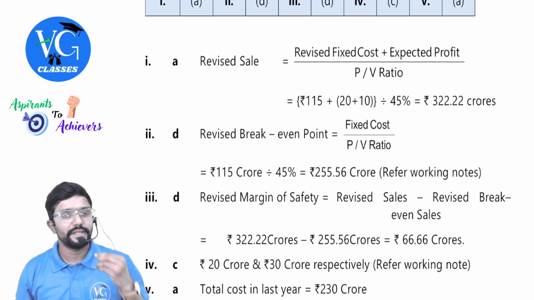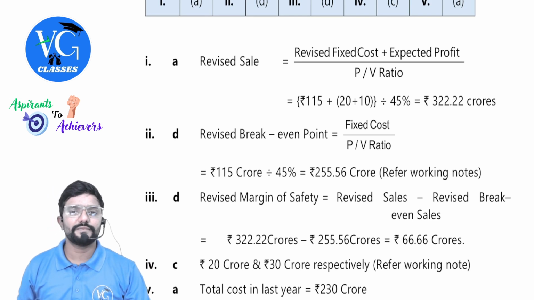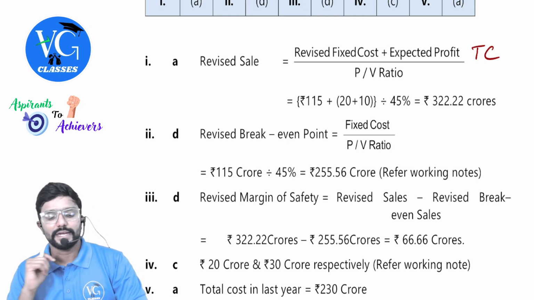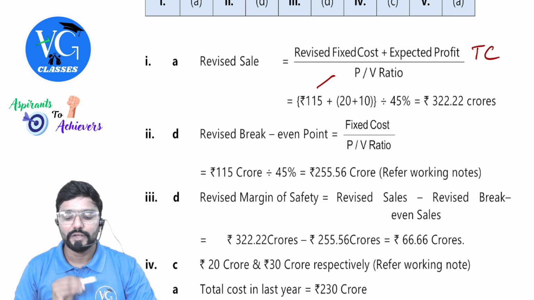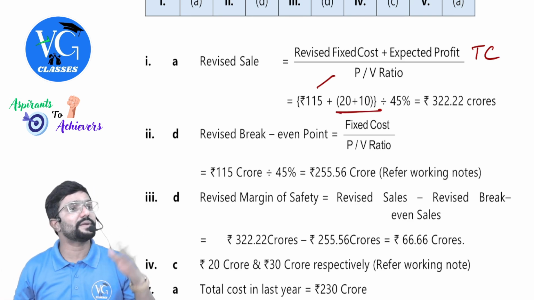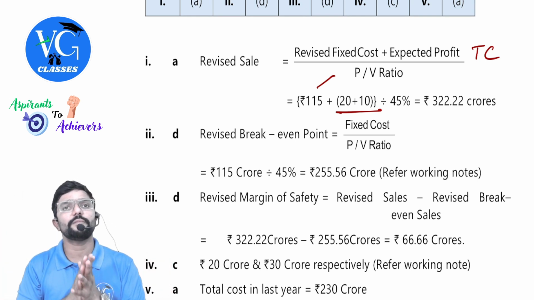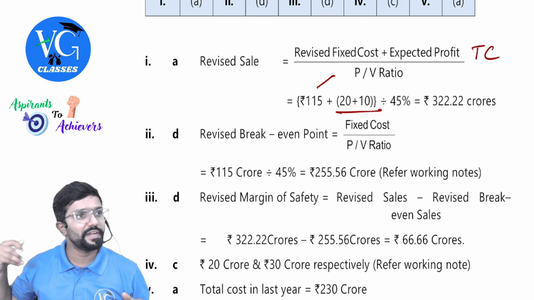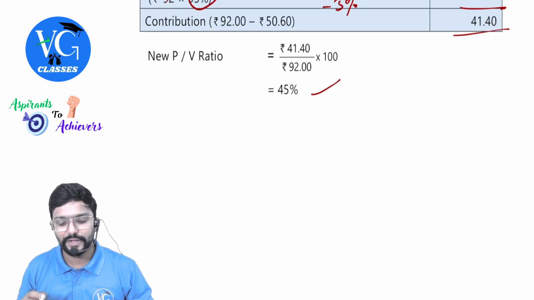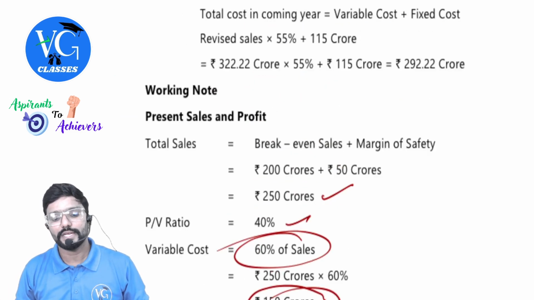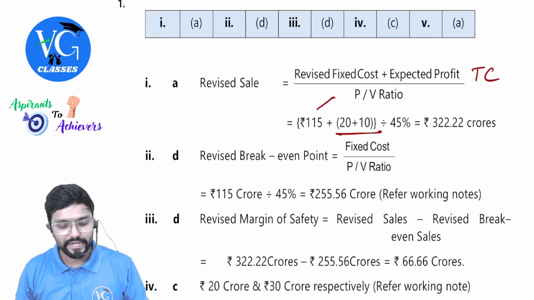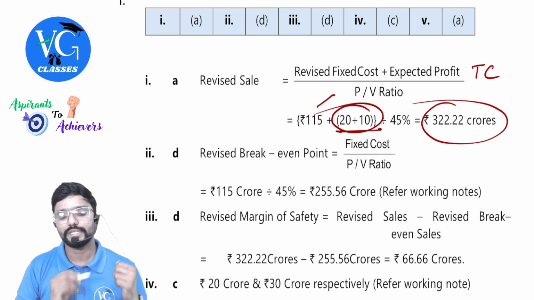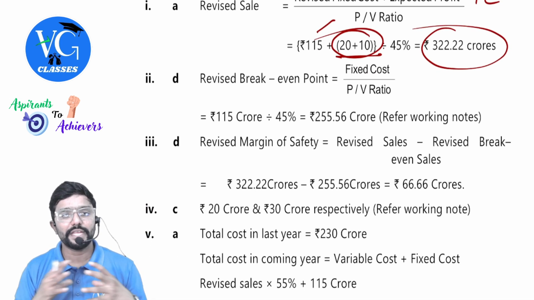Now we will go and answer. Revised sales. Revised fixed cost plus expected profit will give you what, guys? Total contribution. Correct. So revised fixed cost is how much? 150. How much profit do they want to make? Present 20 plus additional 10. The desired profit is 30 crore. Divided by PV ratio we just discussed, which is 45%, new, proposed. What will it give us? Required sales to make 30 crore profit.